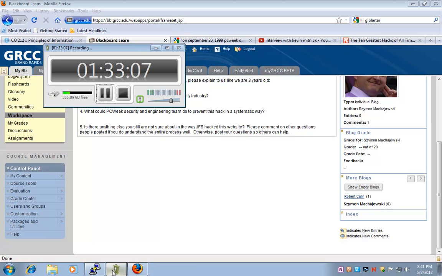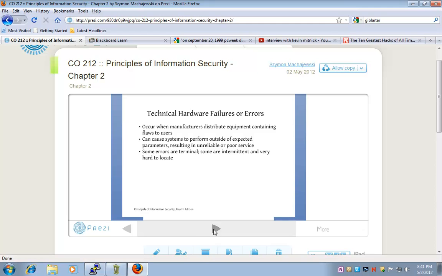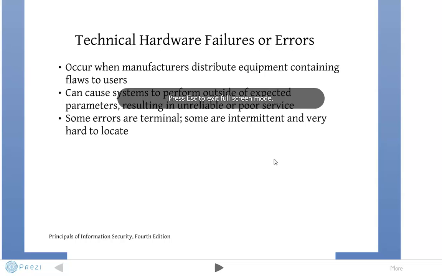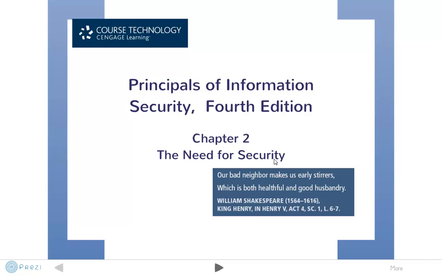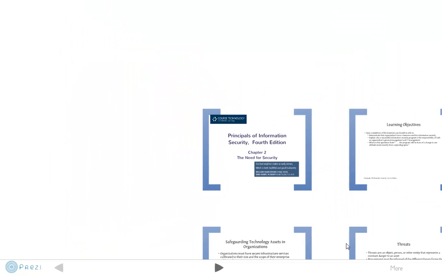Okay, so let's get back to some of the other threats. We're going to take a little bit faster pace. Hardware failures and errors, just like the quality of service, right? High availability is going to be a good cure for that.